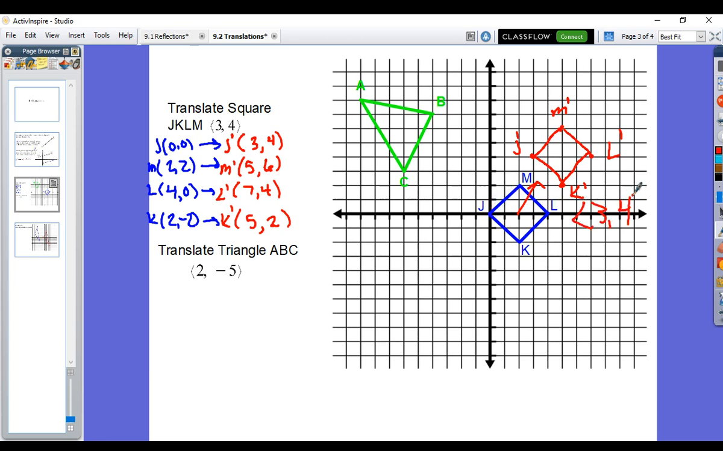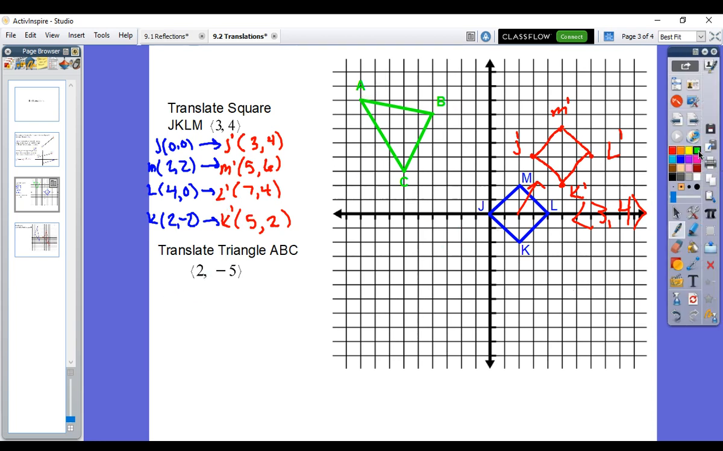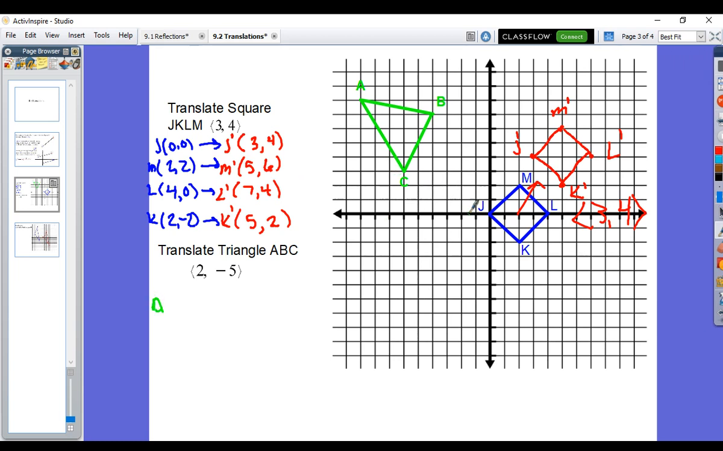And same thing right here with A, B, and C. A is at -9, 8. B is at -4, 7. And C is at -6, 3.